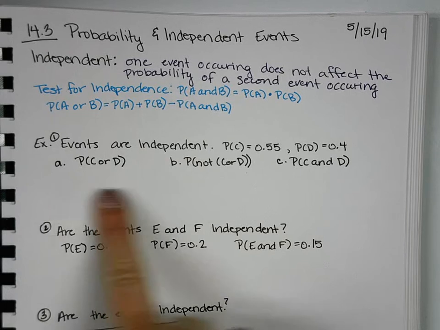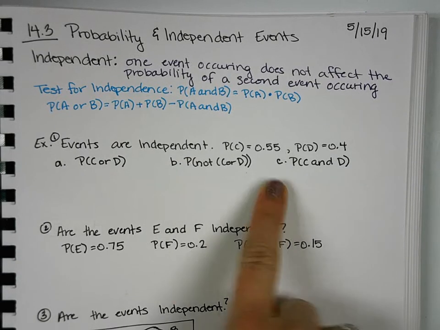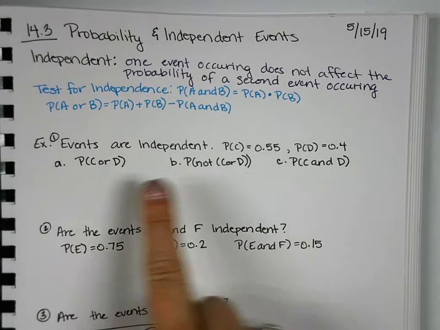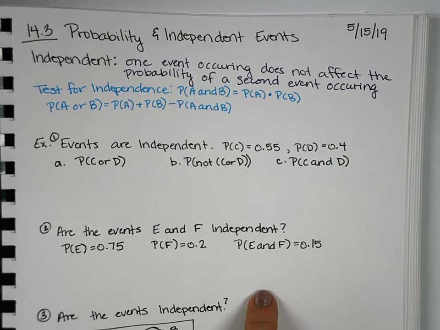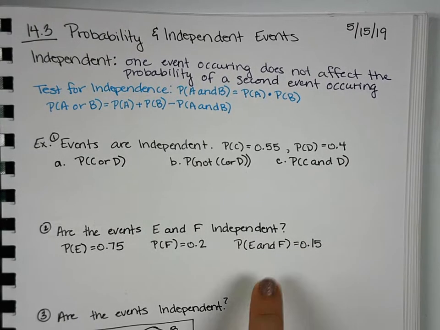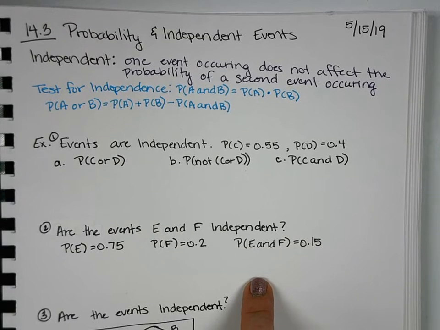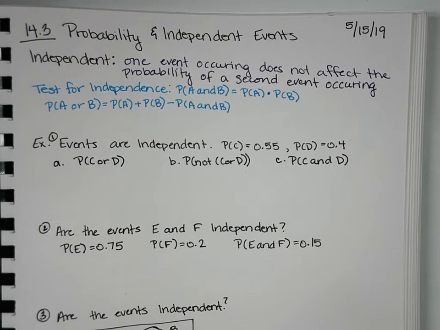So we're going to do one here where we know they're independent. We're going to find our three probabilities. Then we're going to practice our test for independence. That's what we'll do here on number 2. And then we'll look at the Venn diagram and tables and how we can do our probabilities from those.